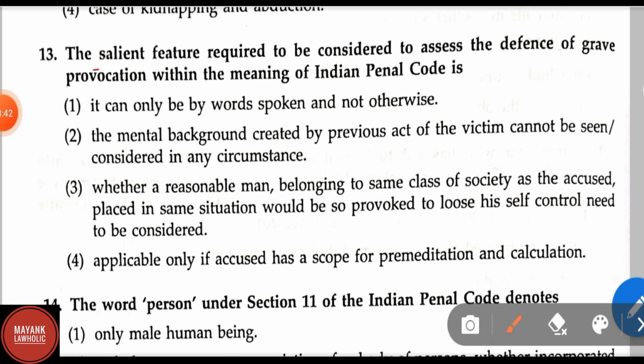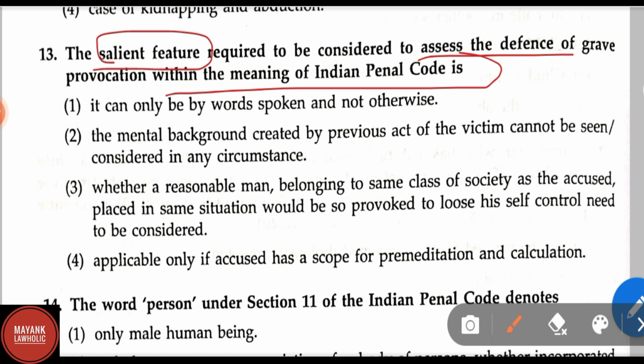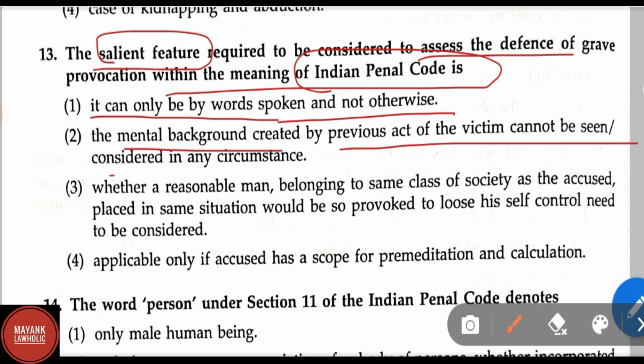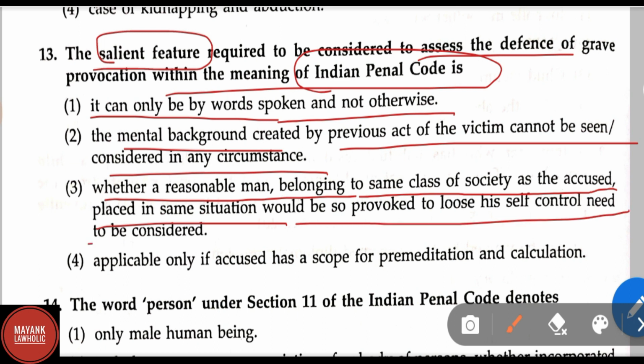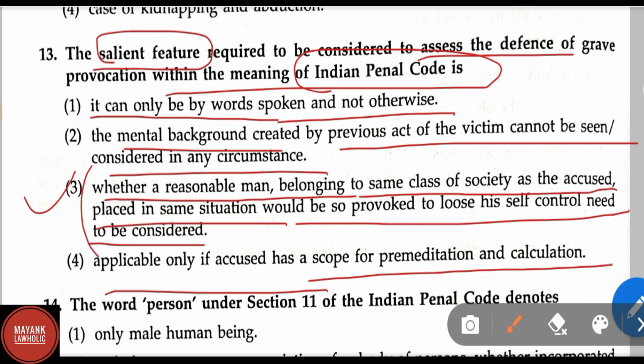Question number 13. The salient feature required to be considered to assess the defense of grave provocation within the meaning of IPC is: option 1, can only be by words spoken and not otherwise. Option 2, the mental background created by previous act of the victim cannot be considered in any circumstance. Option 3, whether a reasonable man belonging to the same class of society as the accused, placed in the same situation, would be provoked to lose his self-control needs to be considered. Option 4, applicable only if the accused has a scope of premeditation and calculation. The correct answer is option 3.